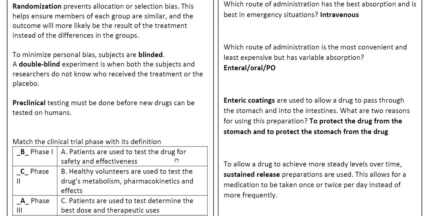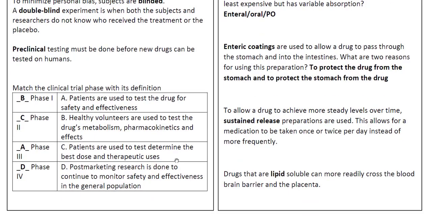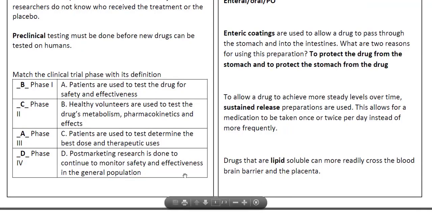Once a drug enters clinical trials, there are different phases that it must go through. First, in phase 1, healthy volunteers are used to test the drug's metabolism, pharmacokinetics, and potential effects. Then a drug moves into phase 2, where the patients who have the condition that is being treated are used to determine the best dose and therapeutic uses for the drug. In phase 3, patients with these conditions are used to test the drug for safety and effectiveness.